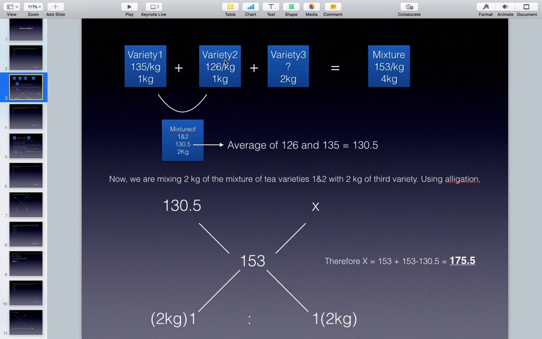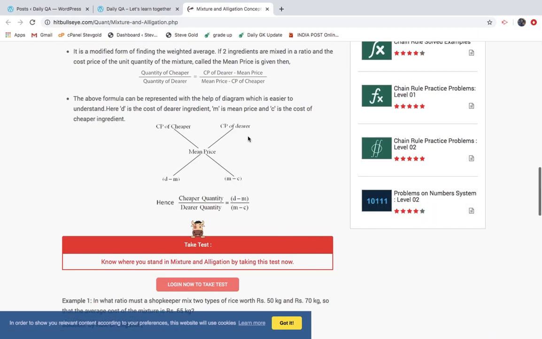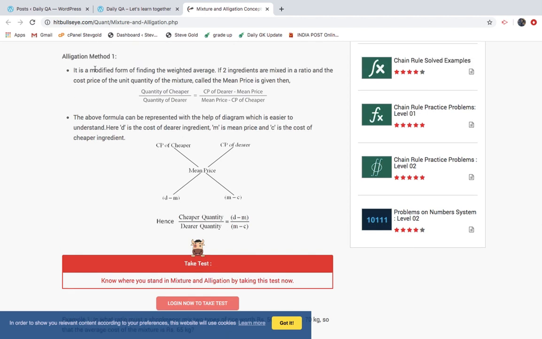So now we have a mixture of variety 1 and 2 which costs 130.5 per kg, and we have 2 kg of that. And we are mixing this with the third variety, which is also taken as 2 kg, and whose cost we don't know. Here, at this moment, we use alligation. What is alligation? Alligation is actually a modified form of finding the weighted average.